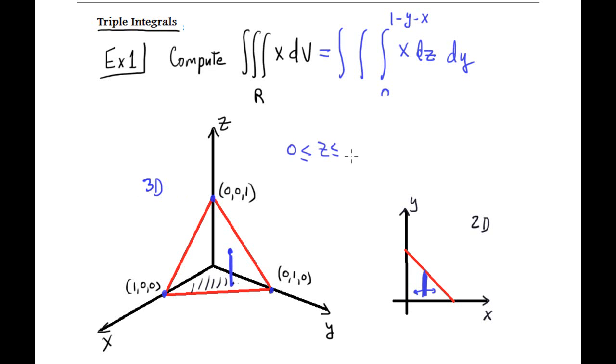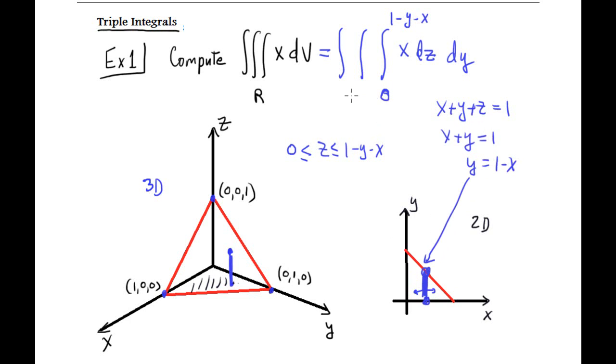Now, remember the equation is x plus y plus z equal 1. Alright, in 2D, in which z is 0, we have x plus y equal 1. Therefore, y is equal to 1 minus x. Okay, it's this line. So y goes from 0 to this line, from 0 to this line, which is 1 minus x.